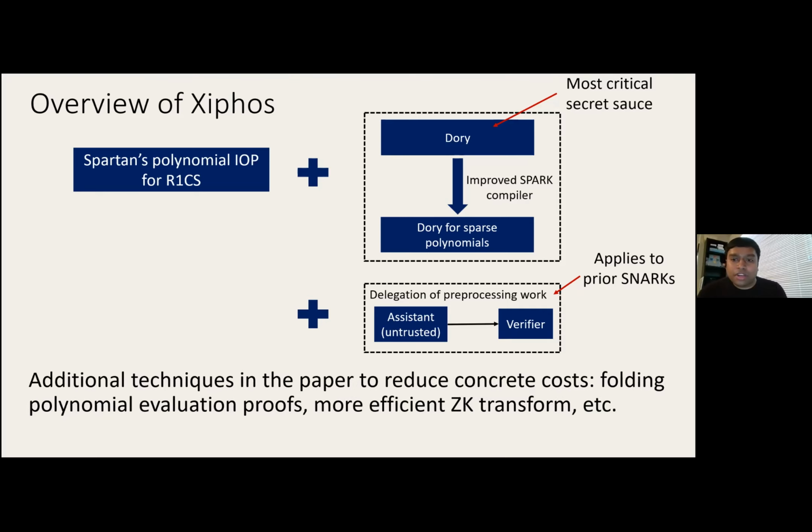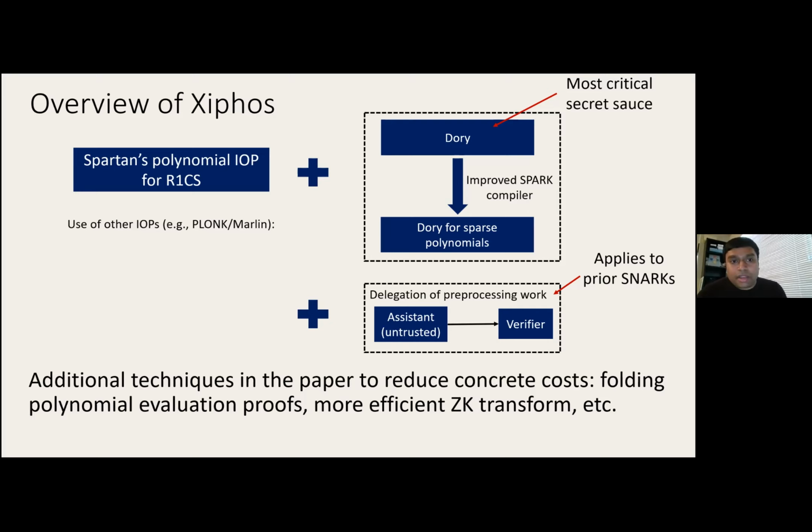These reduce concrete costs. This includes things like folding polynomial evaluation proofs. For example, in Spartan's IOP, the prover needs to prove about 4 polynomials. So it's going to fold all those polynomial evaluation proofs into a single polynomial evaluation proof. And there is also a more efficient zk transform that we discuss in the paper.